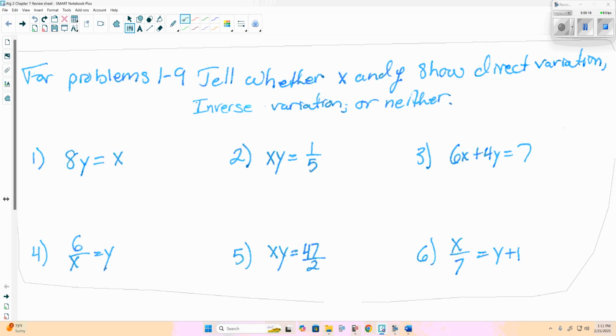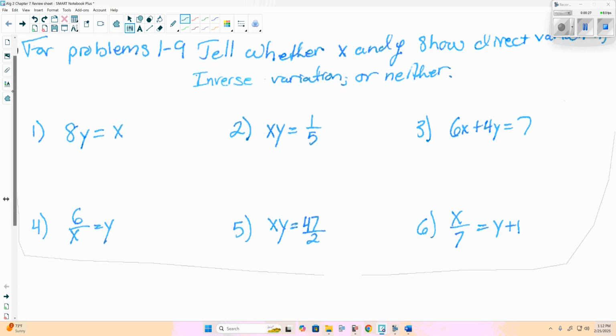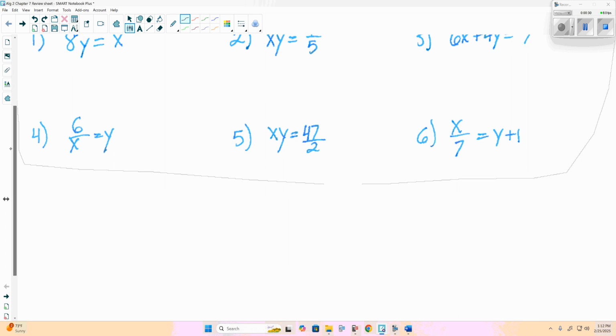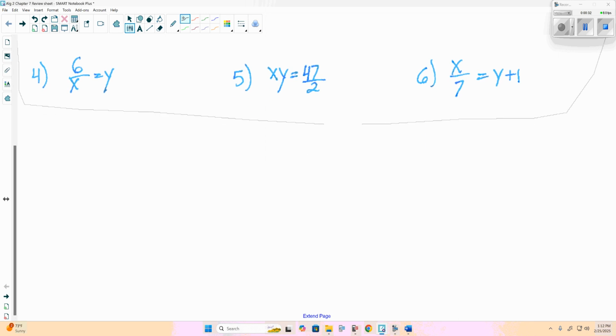Now, the first thing we're looking at is problems 1 through 6. Tell whether x and y show a direct or inverse variation or neither. Now, direct variation.